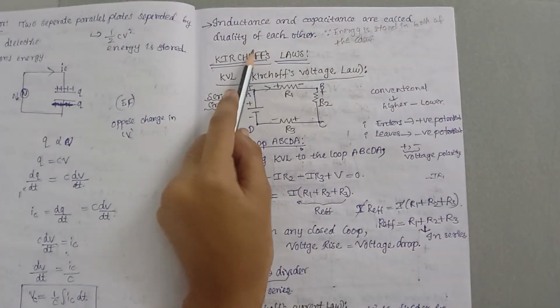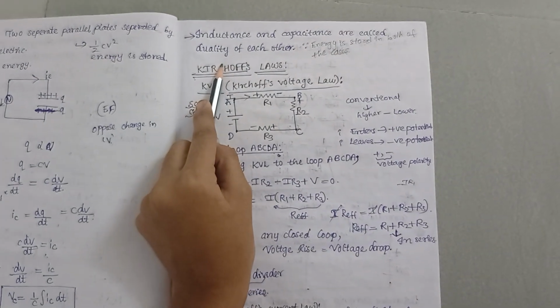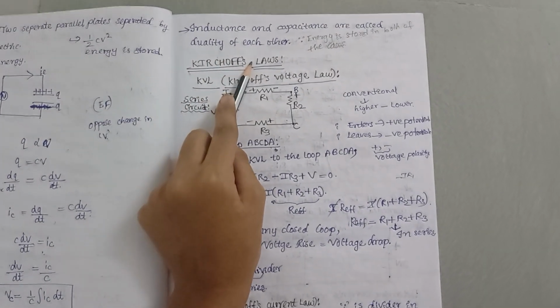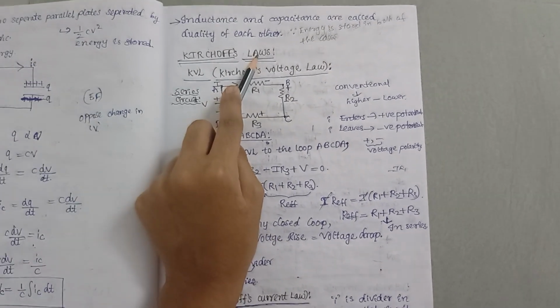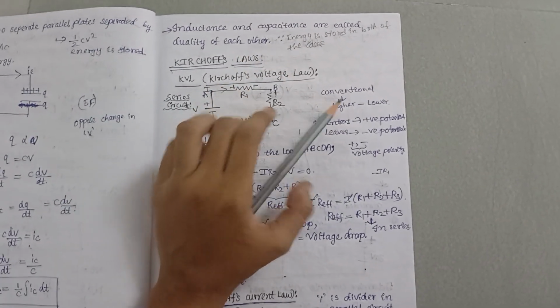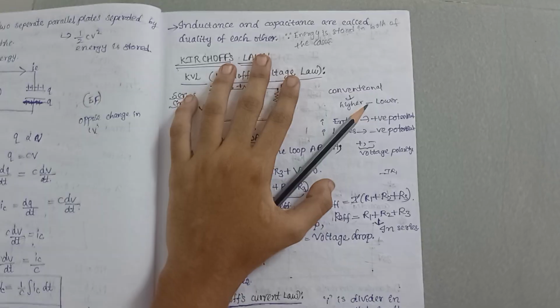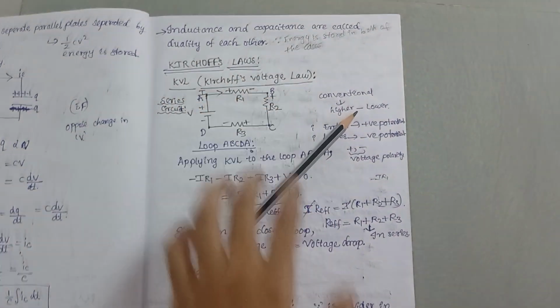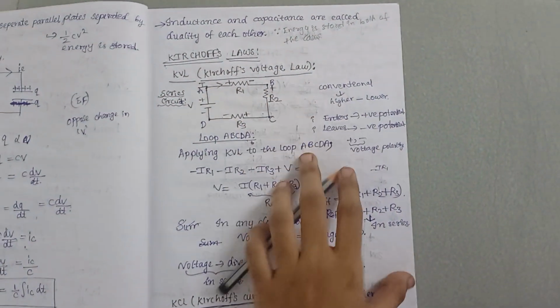And also I wanted to discuss this point, that your inductance and capacitance are called duals of each other, since they both possess similar properties, like energy is stored in both of the cases, right? So this inductance and capacitance are called duals of each other.